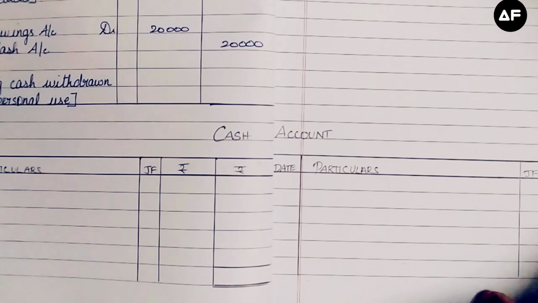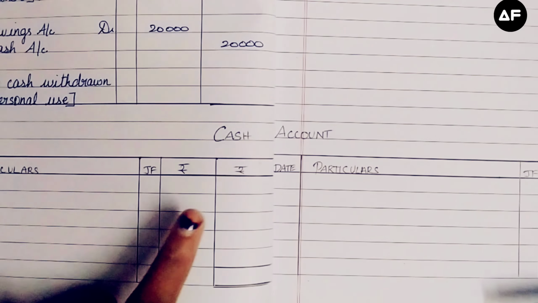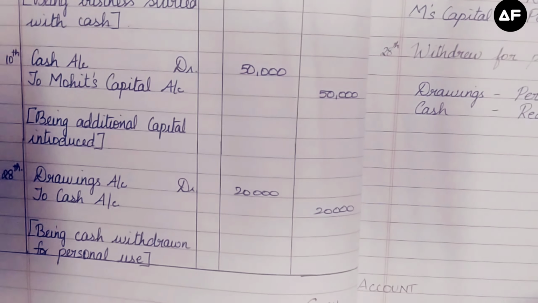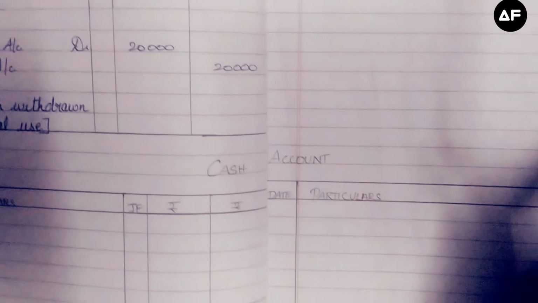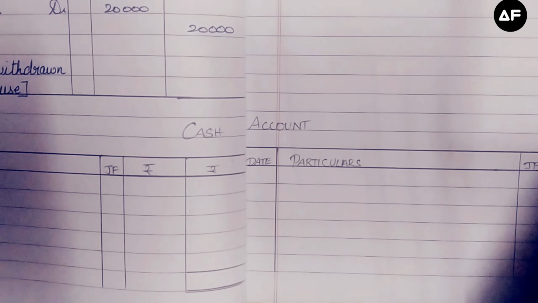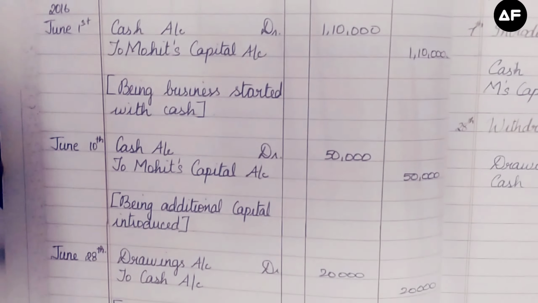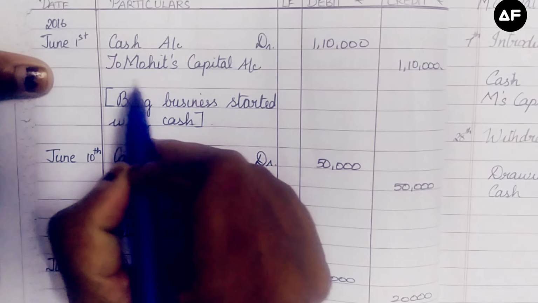See, after the journal entry, I have opened out a ledger book which shows the cash account, the debit side and the credit side. I have written down the format. Next we have to post the journal entries into the ledger account. So here I have written out the cash account format. We're going to go into the journal entries one by one and see where the journal entry comes for the cash account. The first journal entry is cash account debtor to Mohit's capital account.